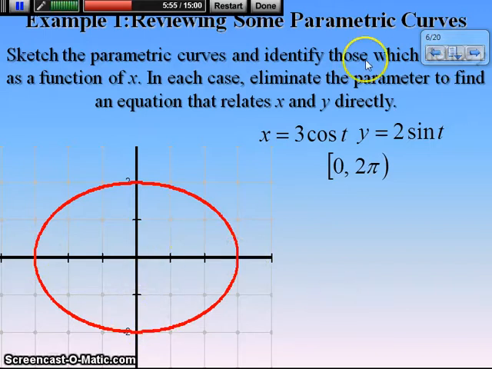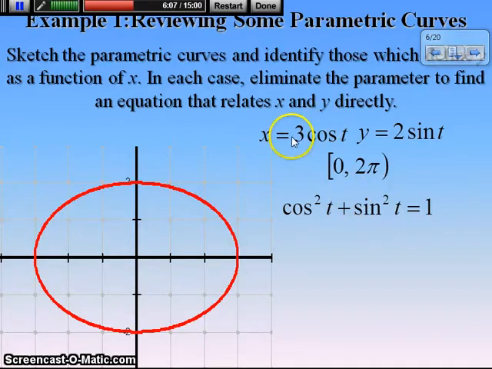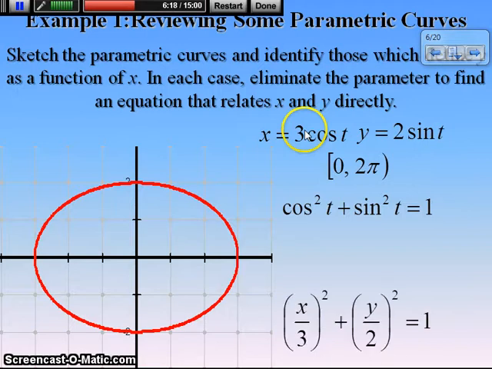Now, what about eliminating the parameter? Well, I'm going to again start with that same Pythagorean identity, sine squared plus cosine squared equals 1. And I'm going to plug it in, but before I can plug them in, notice I need to solve. So, for instance, I don't just plug in x for cosine, I first need to solve for cosine, so I divide by 3. I need to first solve for sine, so I divide by 2.